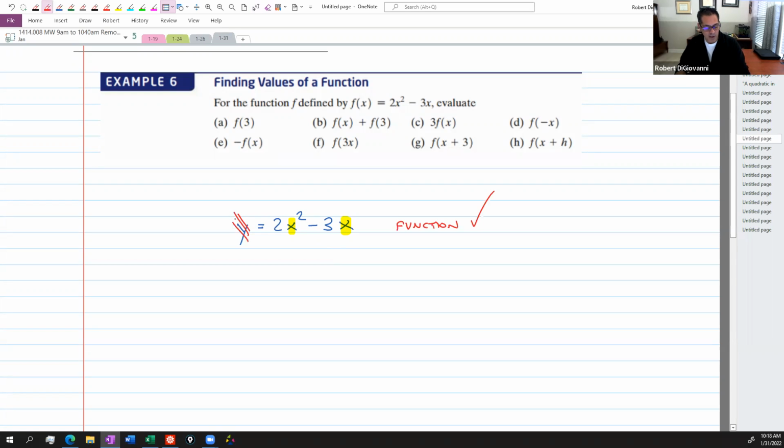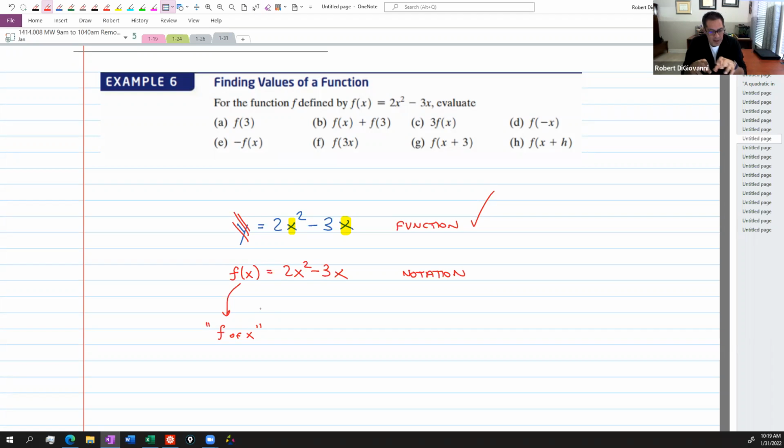Instead of writing y equals that, we write f with the parentheses x and then 2x squared minus 3x. This is the notation that we use whenever we have a function. We read this as f of x. So anytime you have an equation where y is a function of x, we can replace the y with this notation f of x, and then you know it's a function. Whoever's looking at this will say, oh yeah, okay, it's a function.